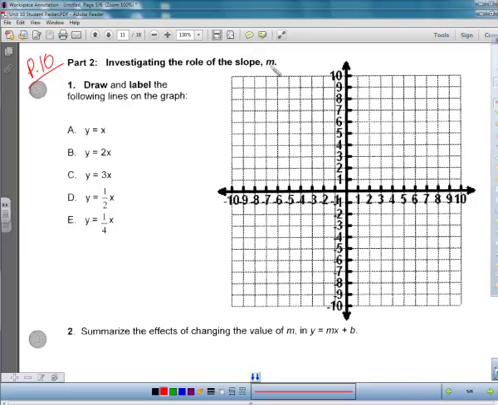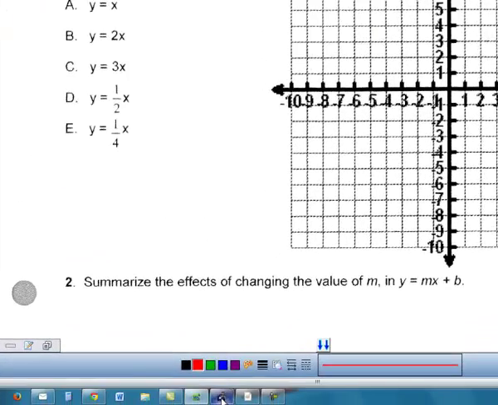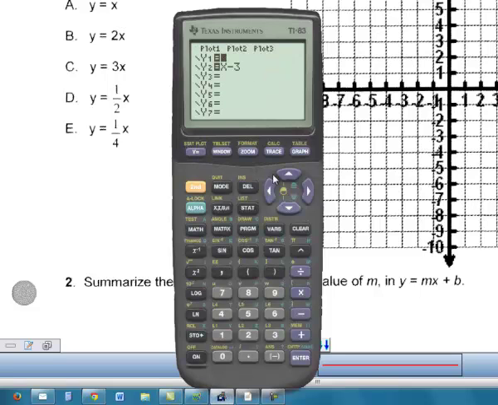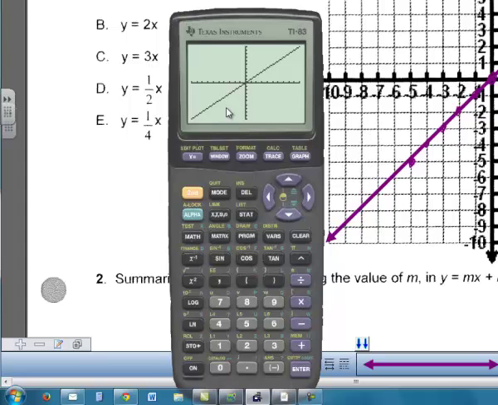Okay, so we are investigating the role of the m this time. Alright, so again, I'm going to use my calculator. The first one is y equals x. Well, we already know what that one is. Okay, so this is the graph of y equals x. Now, we're going to go down to the next one, y equals 2x. Let's graph that. That one has a steeper slope.